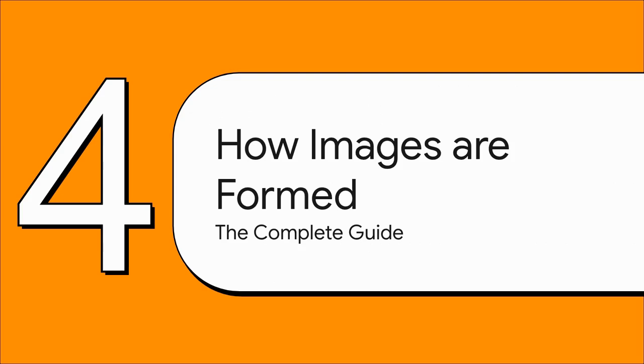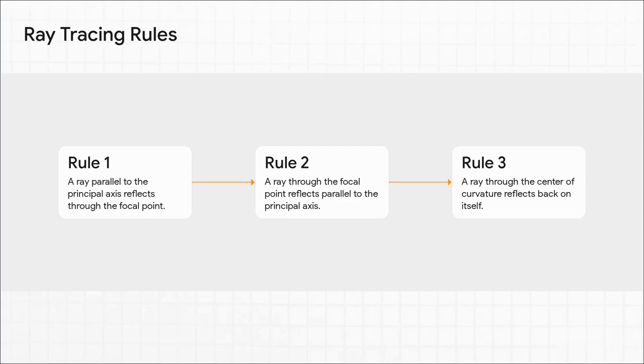So we've got the rules, we've got the parts. Now let's put it all together and do something kind of magical. We're going to predict exactly what kind of image a mirror will create. When it comes to concave mirrors, there are 3 super simple rules we can use to trace the path of light. They're like a recipe.